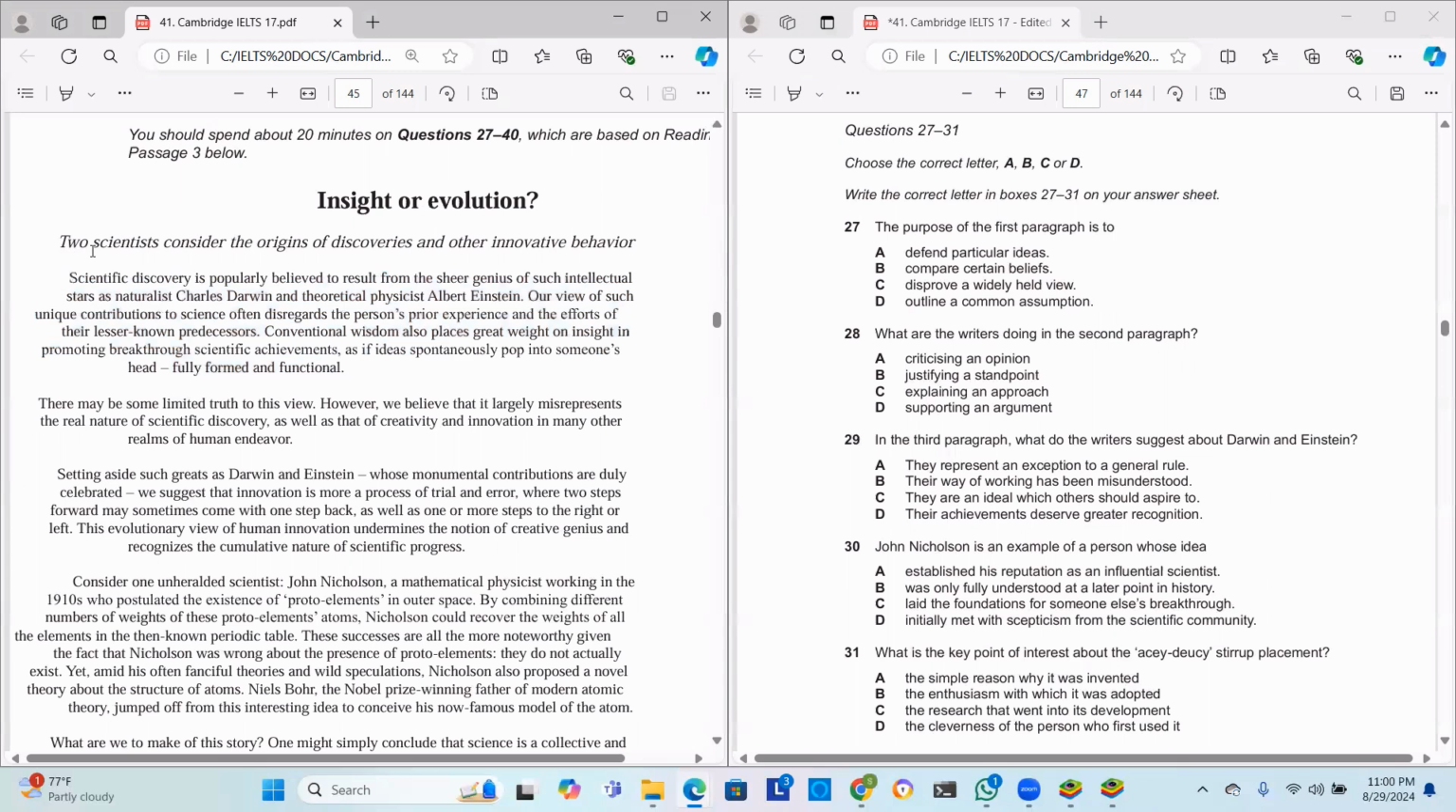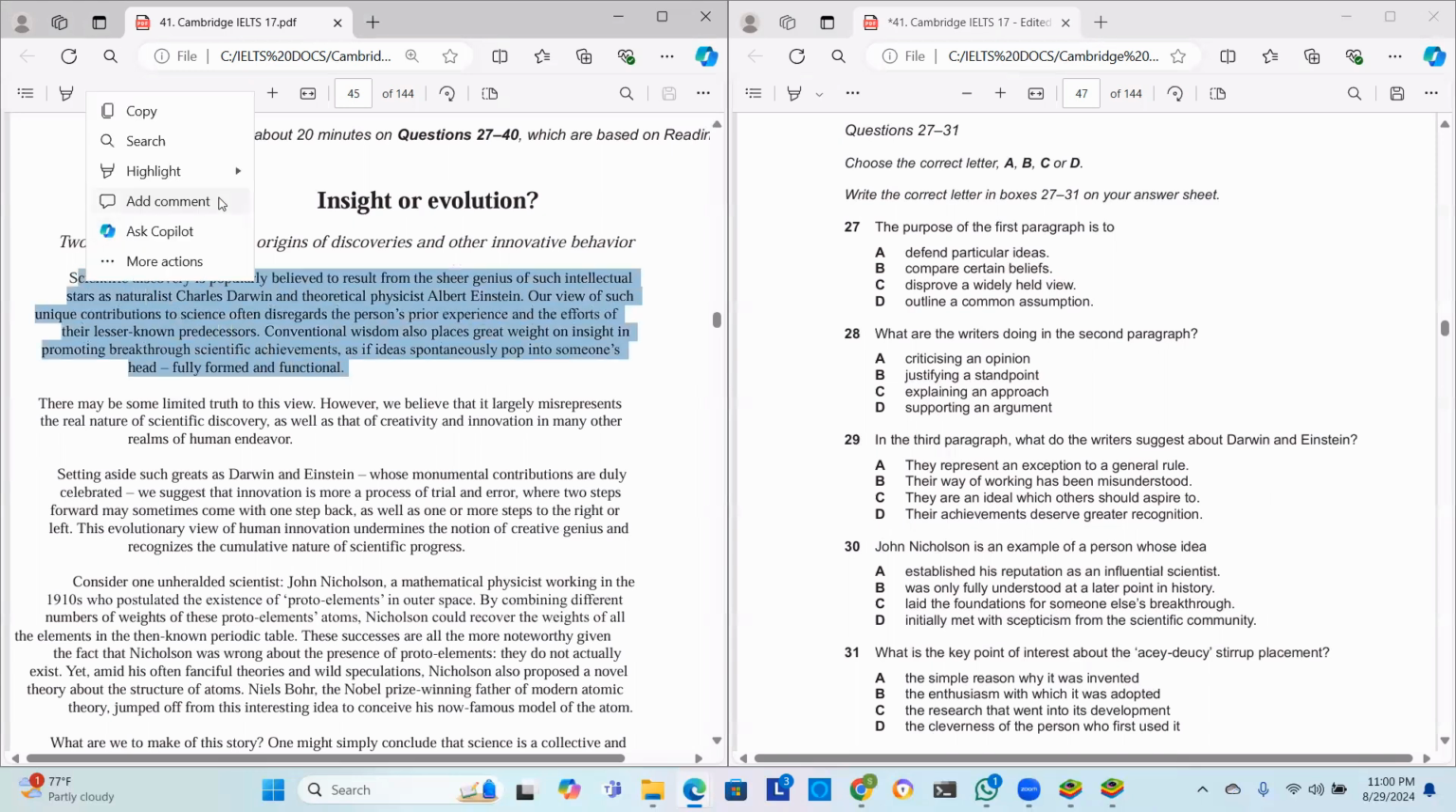So he's talking about two scientists considering the origins of discoveries and other innovative behavior. Scientific discovery is popularly believed to result from the sheer genius of such intellectual stars as naturalist Charles Darwin and theoretical physicist Albert Einstein. Our view of such unique contributions to science often disregards the person's prior experience and the efforts of their lesser known predecessors. Conventional wisdom also places great weight on insight in promoting breakthrough scientific achievements, as if ideas spontaneously pop into someone's head, fully formed and functional. Good.